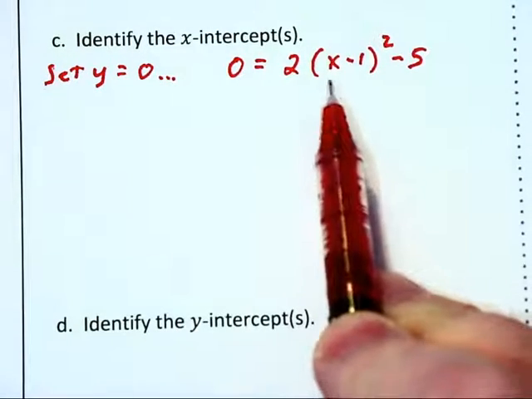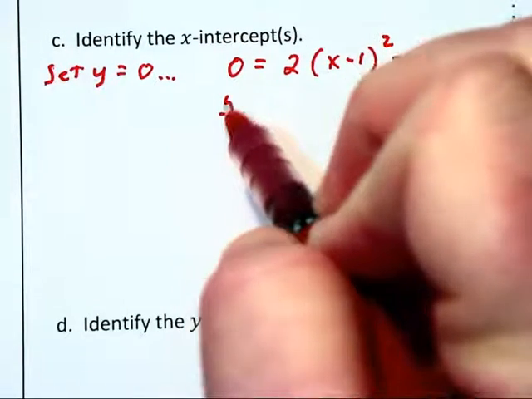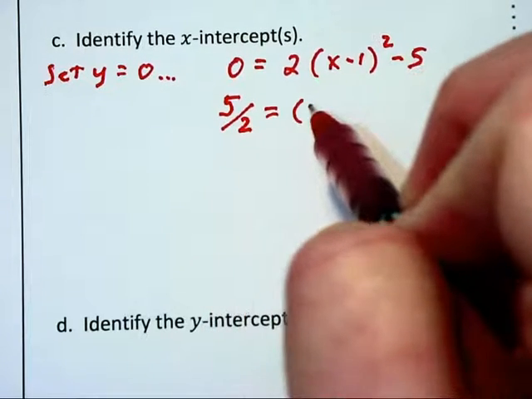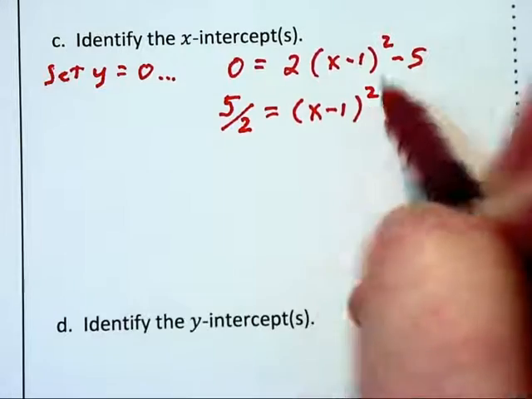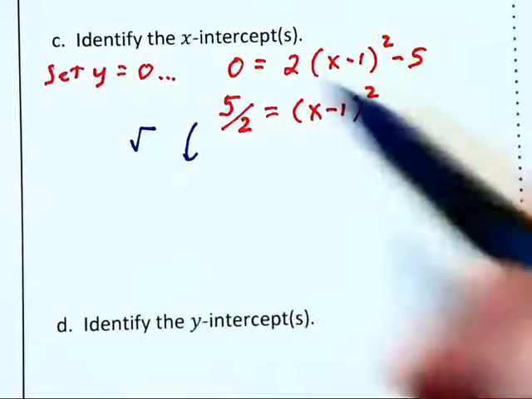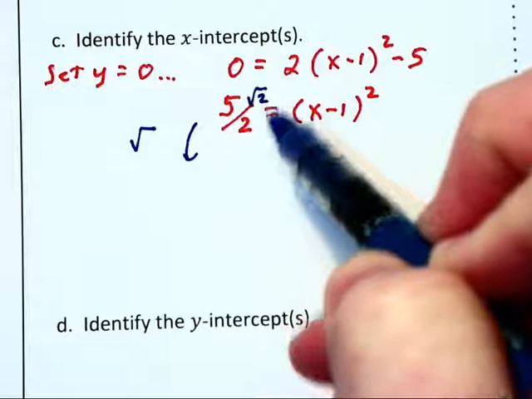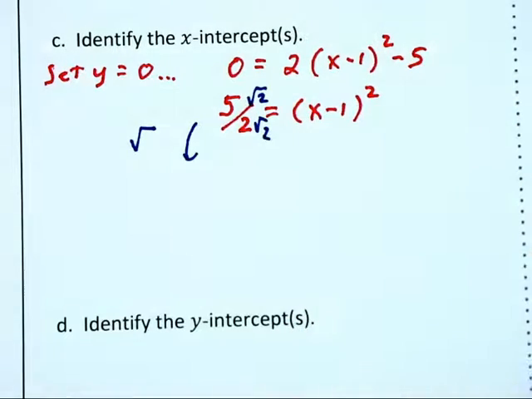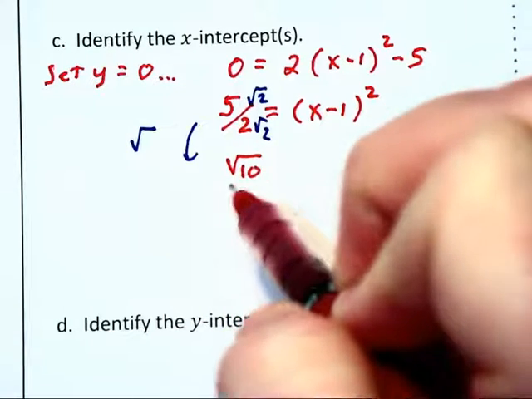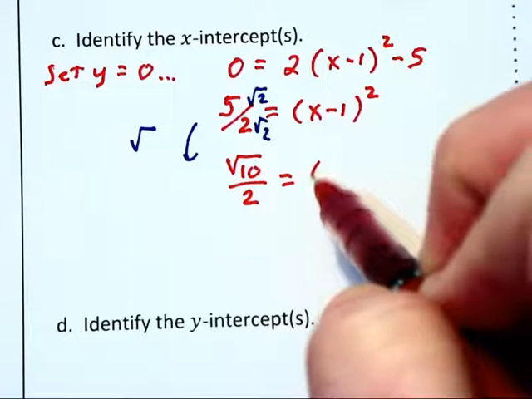I need to solve for this x, and I'm going to begin by adding 5 to each side. That will give me 5 equals, and let's divide by 2 at the same time. 5 halves is equal to x minus 1 squared. Now we want to square root each side. Now that's going to give us the square root of a fraction, and we're going to want to rationalize the denominator by multiplying by root 2 over root 2. This will give us the square root of 10 over the whole number 2 is equal to x minus 1.